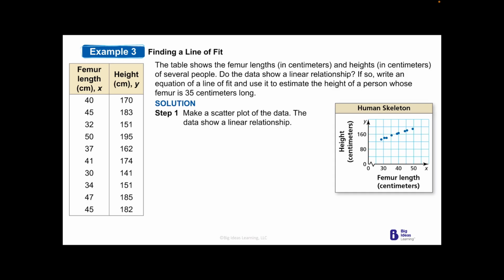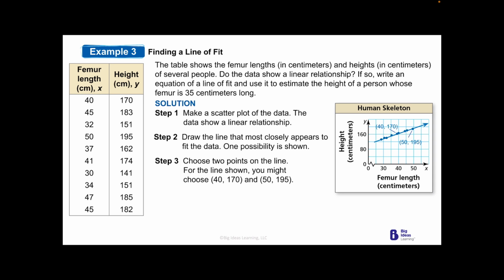This one, where it's linear, it's in a straight line. It is positive because it's going in an upward direction. This just means it's a positive relationship. We love a good positive relationship. But step one is simply making that scatter plot. So after that, you need to draw the line that most closely appears to fit the data. One possibility is shown, and it physically draws out what that possibility is. That blue line with the arrow just means it's going in that upward direction.